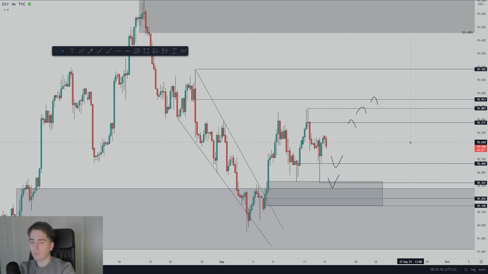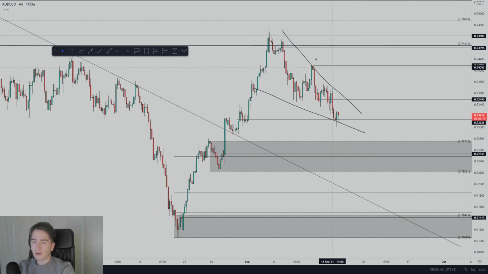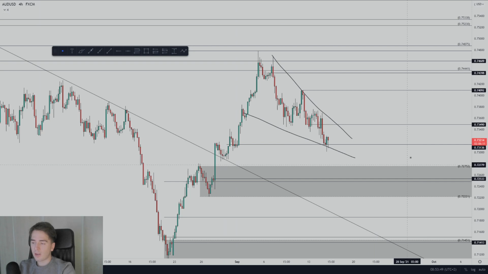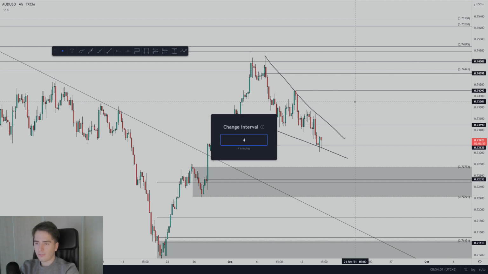Let's head over to our first pair, which is Aussie dollar. And looking at Aussie dollar, guys, we are currently situated within this descending wedge, and as you guys can see, we found support at my key level of 0.73136, which I had already marked out on my chart yesterday. So this is not like I added the line in later, but it is some real and not guru stuff.